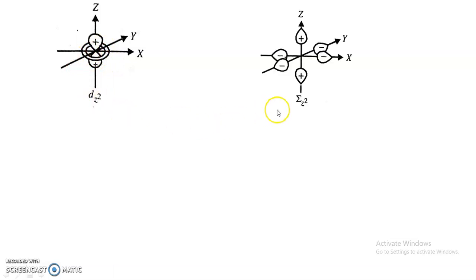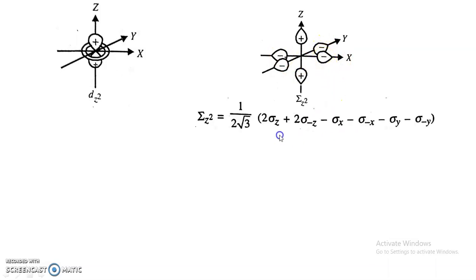Okay, next orbital is dz square orbital. In dz square orbital of metal, positive lobes are oriented along the z-axis, and this is the circular lobe, negative sine wave function lobes. Now matching ligand group orbital is this one. So these are the positive lobes oriented along the z-axis and negative lobes oriented along the x and y-axis.